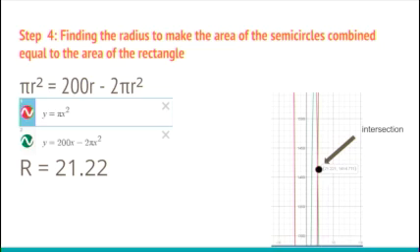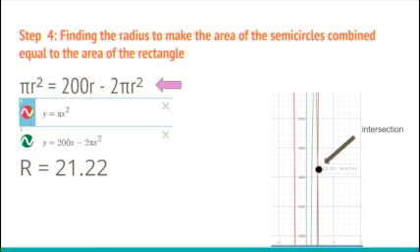Finally, in question 3, the problem asks us to find the radius where the area of the semicircles combined equals the area of the rectangle. So, going back to the A in terms of r equation, we know that pi r squared is the area equation of the two semicircles combined. Since the problem asks us to find the radius that would make the area of the semicircles equal to the area of the rectangle, we set the area of the semicircles combined equal to the area of the rectangle. In doing so, we get the equation pi r squared equals 200r minus 2 pi r squared.